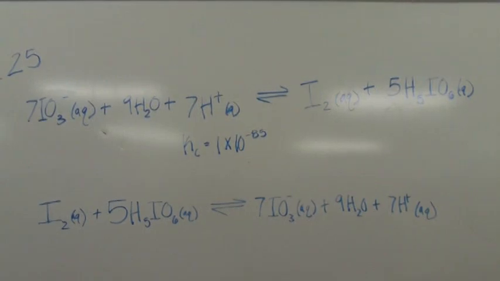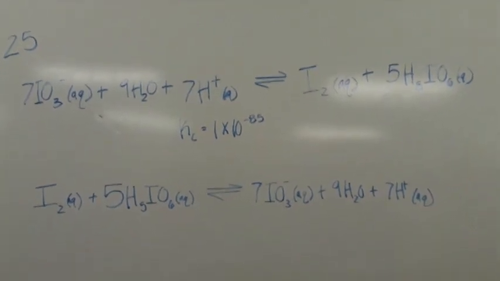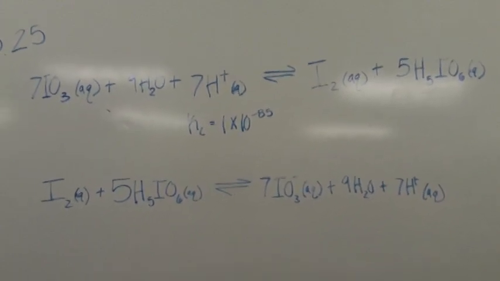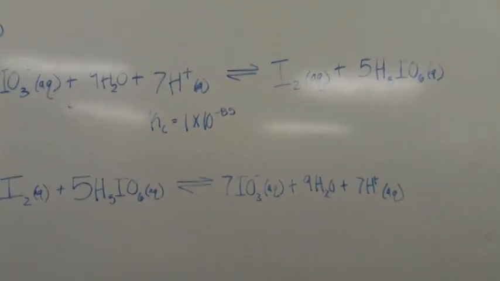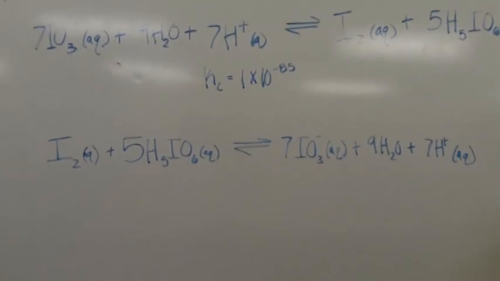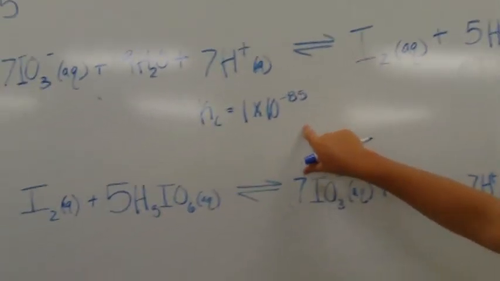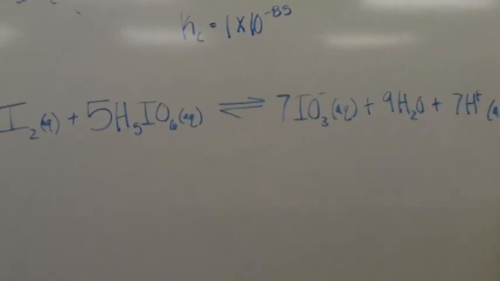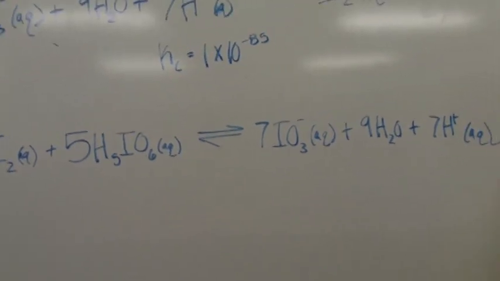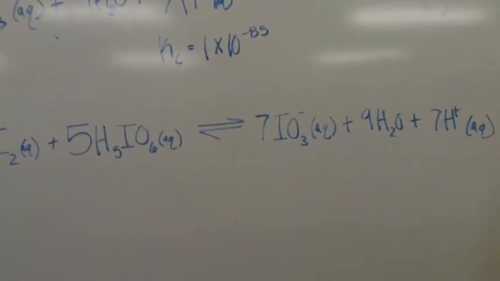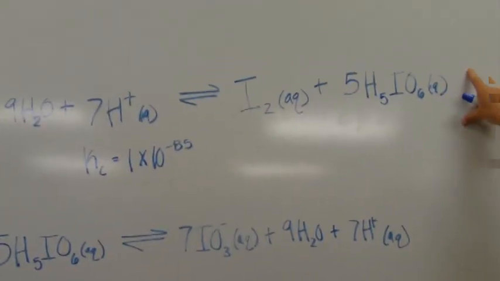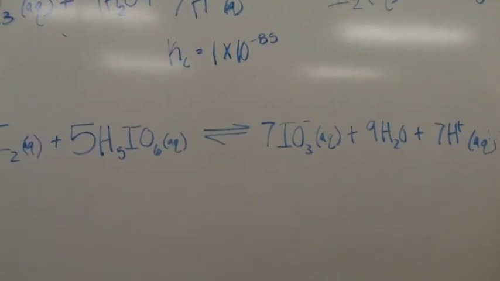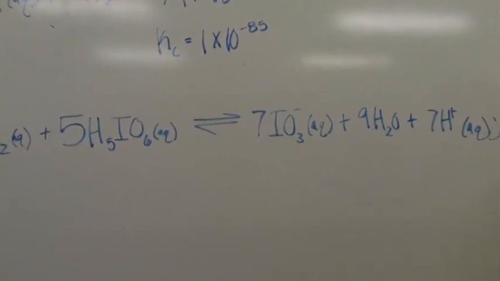At 25 degrees Celsius, Kc value equals 1 times 10 to the negative 85th for this reaction. What is the Kc value of the following reaction? All right, so one important thing, this is our reaction that they gave us, and this is the Kc value that they gave us. And then they want us to find the Kc value for this reaction. So what you notice, first off, is that it's actually the reverse of the initial reaction. So when that's the case, we're just going to take the inverse of the Kc.